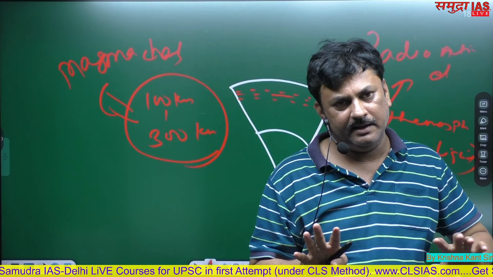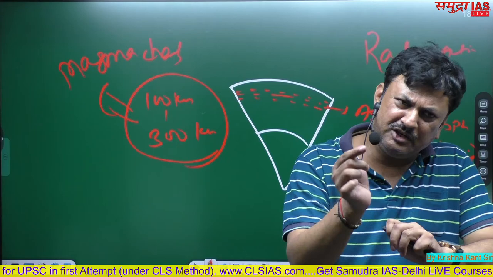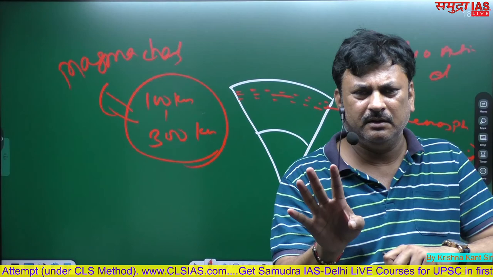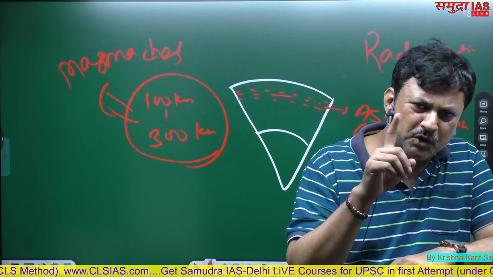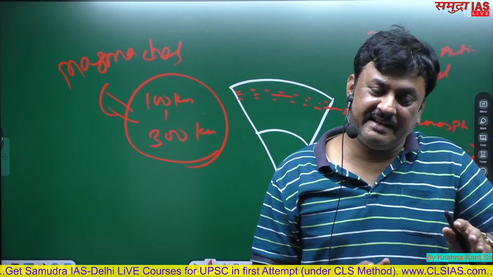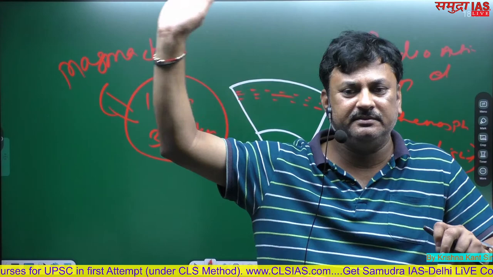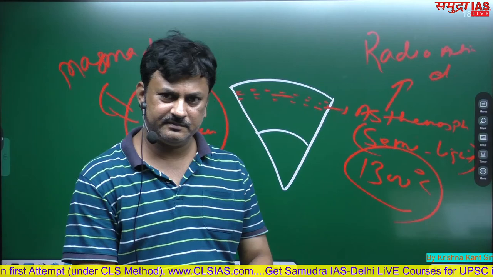The internal or endogenic forces are the forces which are originated due to the release of energy from inside Earth, and this energy is coming from, first is radioactive elements, second is rotational and tidal friction, and third is primordial heat which are stored inside Earth. And these energies responsible behind the origin of endogenic forces which are responsible behind the building of crustal part. Any doubt? ठीक है?